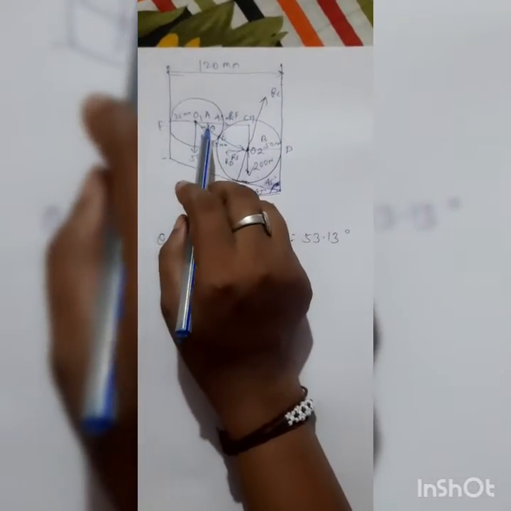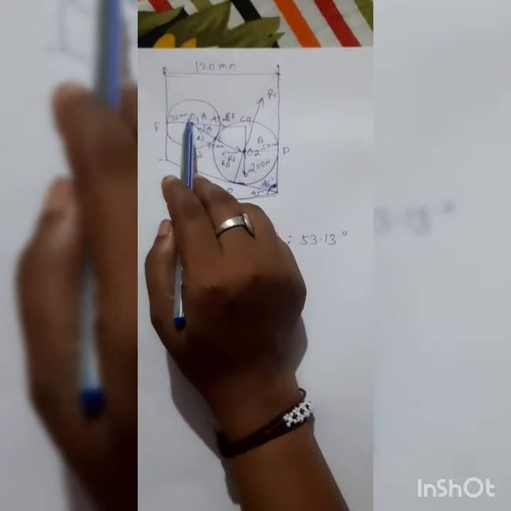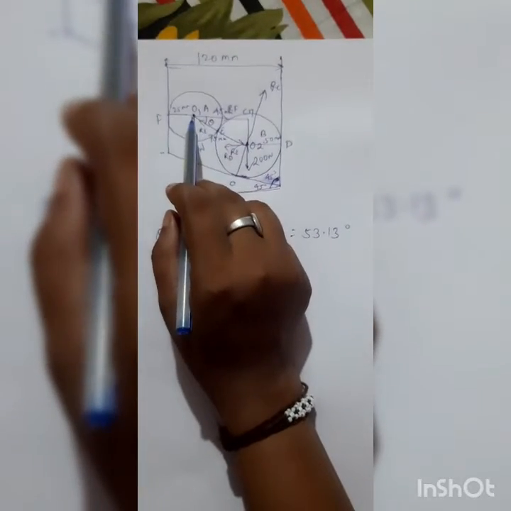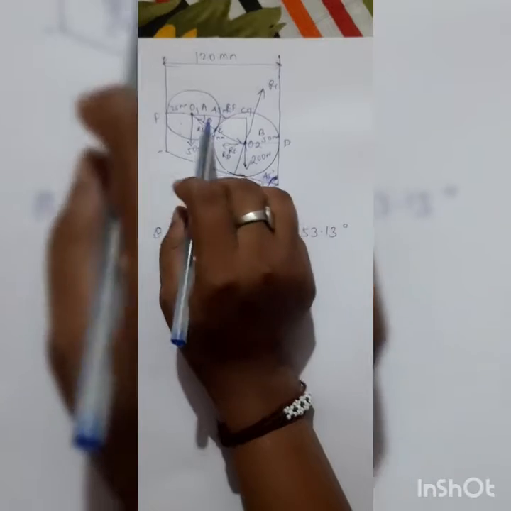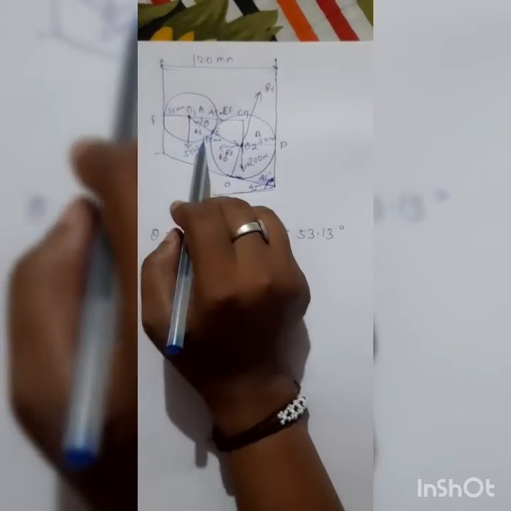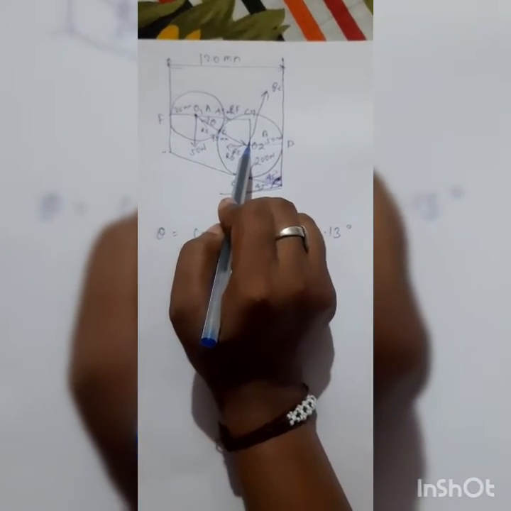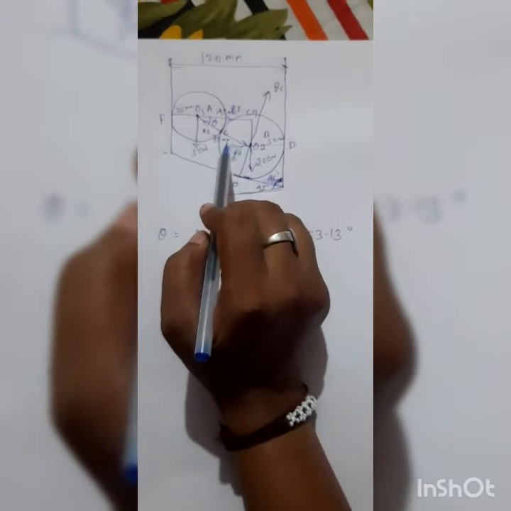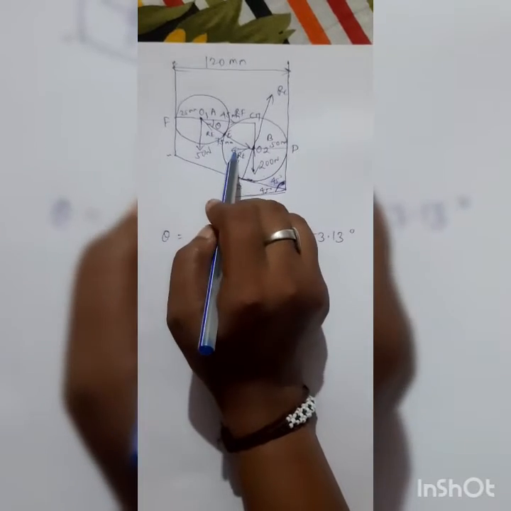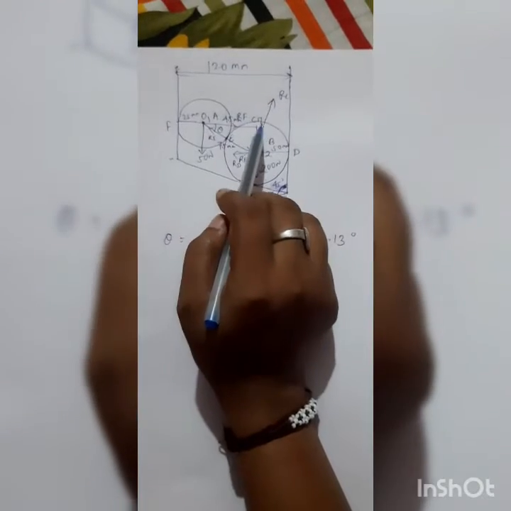To find this unknown angle, let's join the center points of the smaller and larger cylinders. Up to here, this is the radius of the smaller cylinder. The diameter is 50 mm, so the radius is 25 mm. And from here to here, it is the radius of the larger cylinder. The larger cylinder diameter is 100 mm, so the radius is 50 mm. So the total distance here is 25 plus 50, that is 75 mm. Got it? And what is the distance of this O1G?